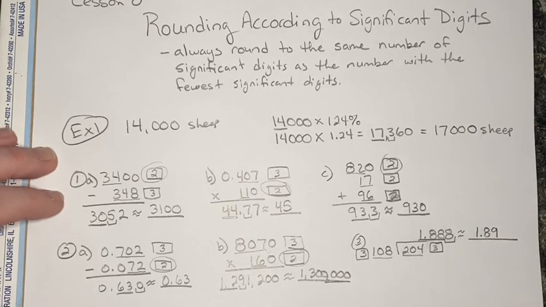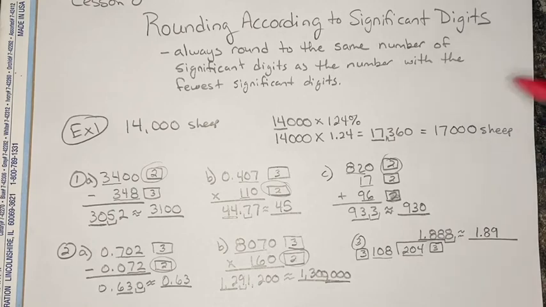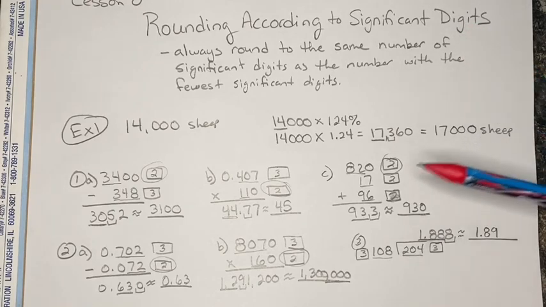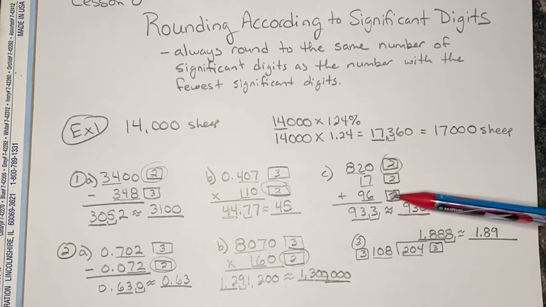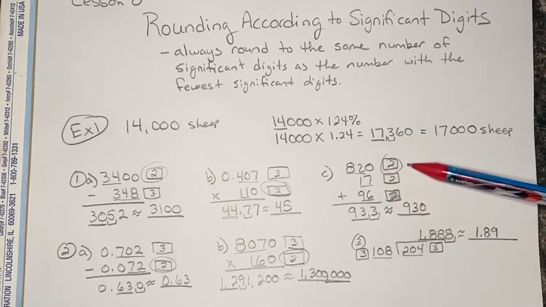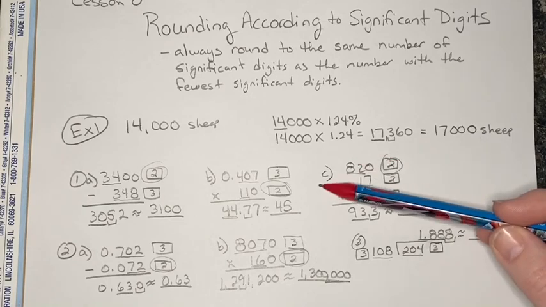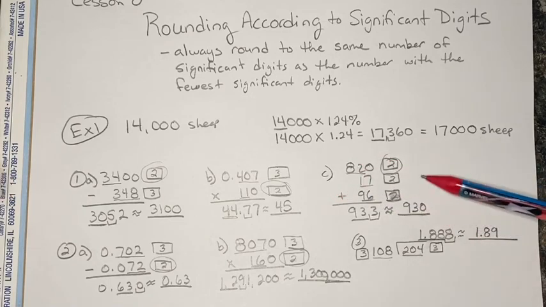1.89. And this is how we round according to significant digits, okay? First step is to figure out how many significant digits we have for each number, figure out which is the lowest amount of significant digits, and then we round our answer based on our lowest amount of significant digits.